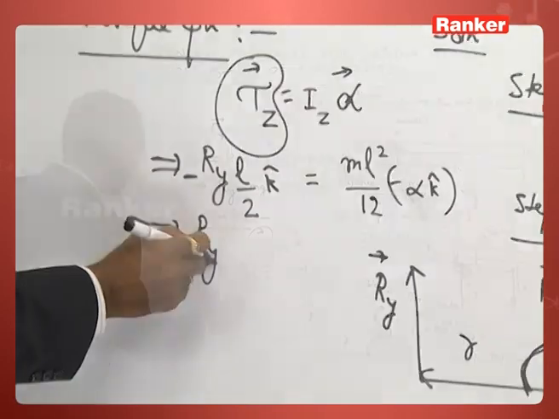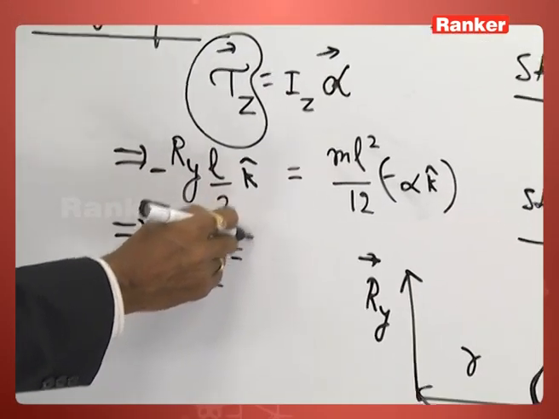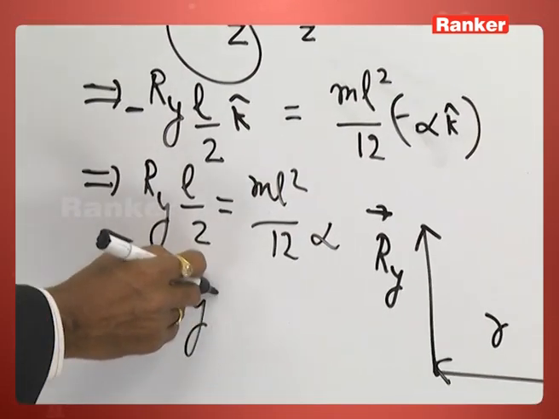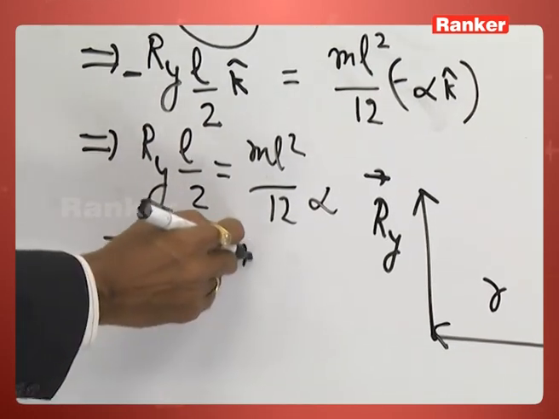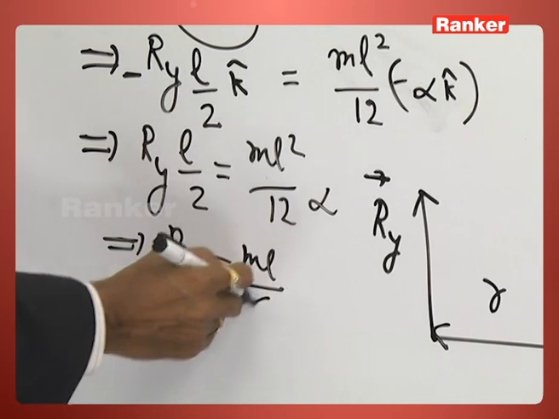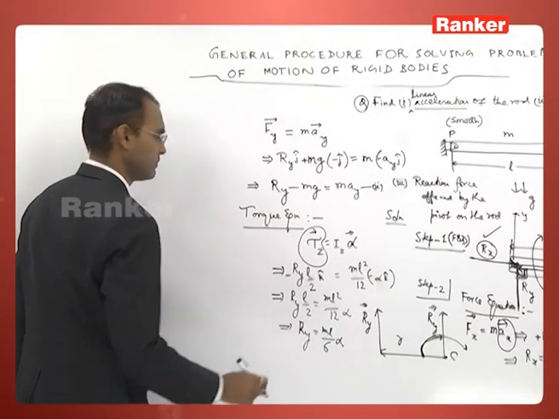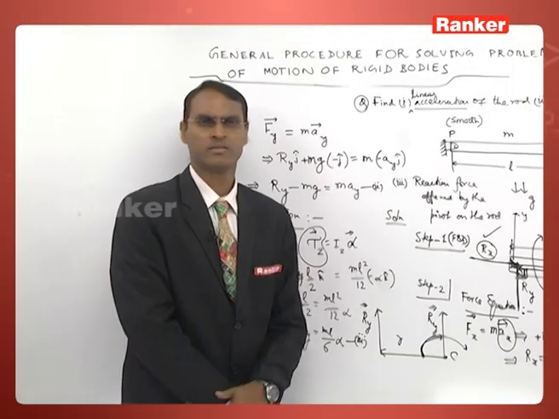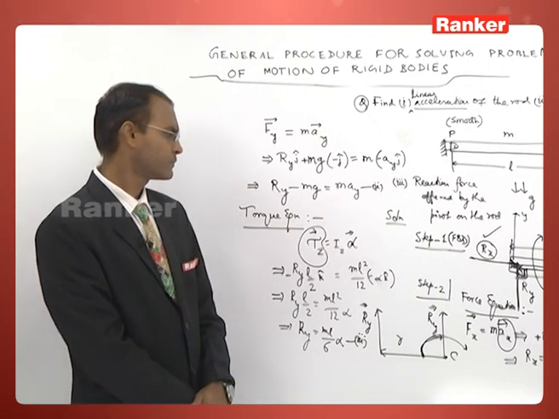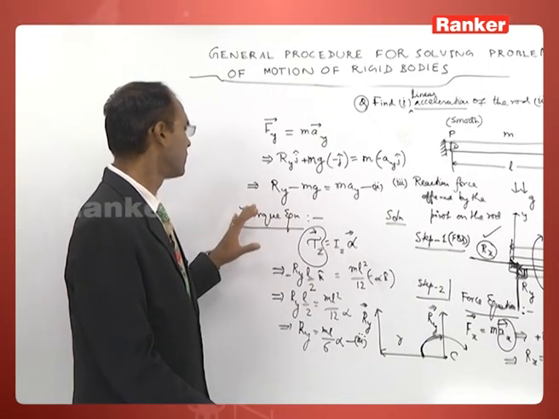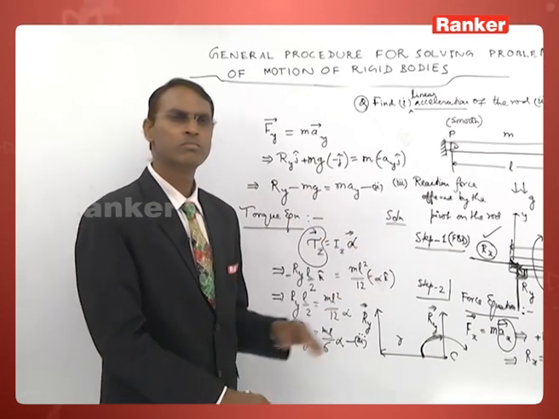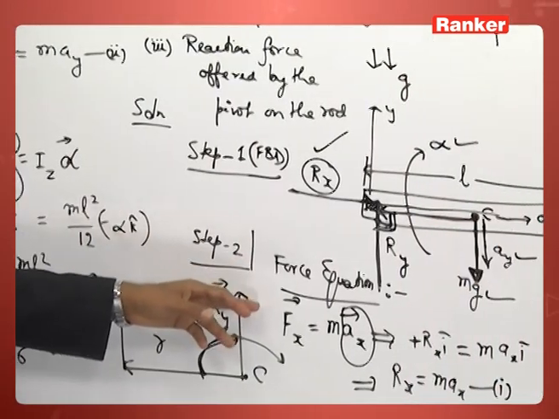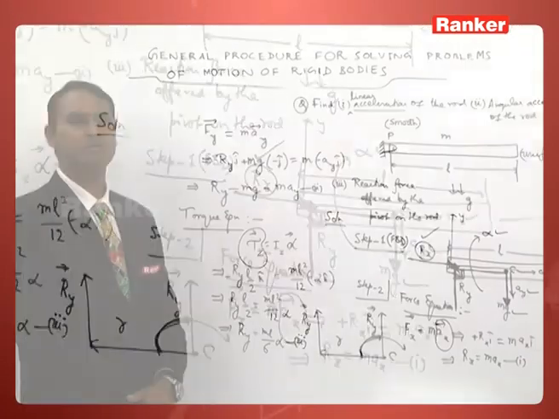In this way, you are getting Ry into L by 2 is equal to ml square by 12 into alpha, or Ry is equal to ml by 6 into alpha. This is equation number 3. So our step number 2 is over, where we mention the force equation and torque equation.